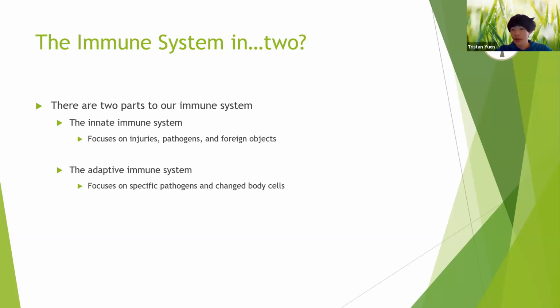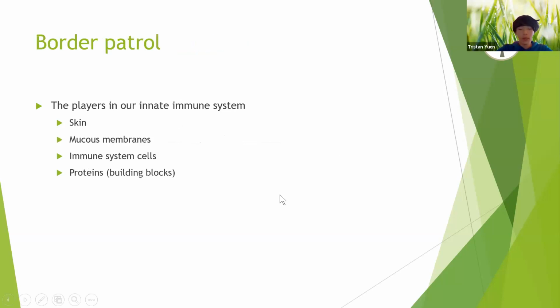And so that will be things like wounds, so injuries, pathogens, just random viruses or bacteria that happen to be around your skin or under it, and foreign objects such as splinters. Whereas the adaptive immune system will focus mostly on the viruses and bacteria themselves, and then also cancer cells or other changed body cells. Now, we can call the innate immune system kind of border patrol. The patrol will be helpful in a bit.